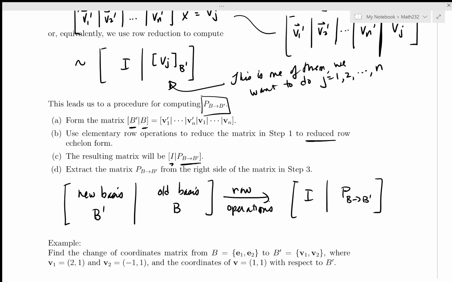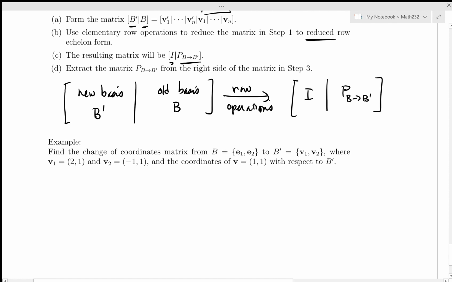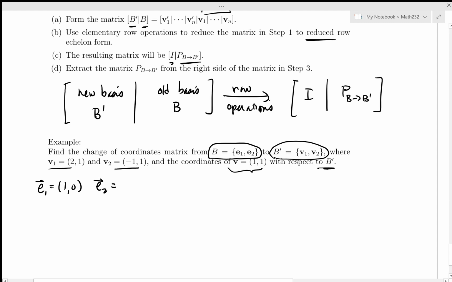Okay, let's take an example. We are going to find the change of coordinates matrix from B, which is the standard basis, to B prime, where we're given the two basis vectors for B prime. Then we're going to attempt to find the coordinates of a vector with respect to that new basis. Let us remember E1 is (1, 0). I'm just going to show you what the answer is as we get going, and you'll see how this works. E2 is (0, 1).